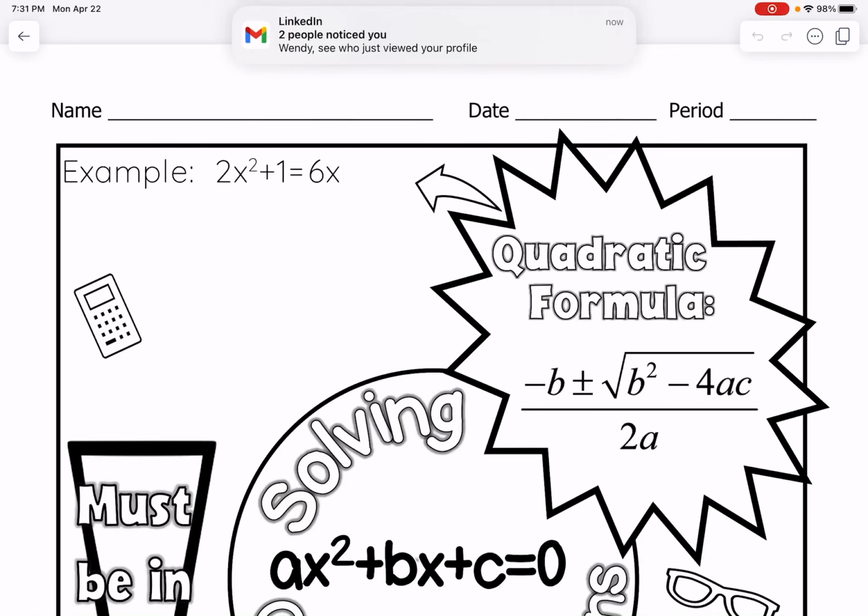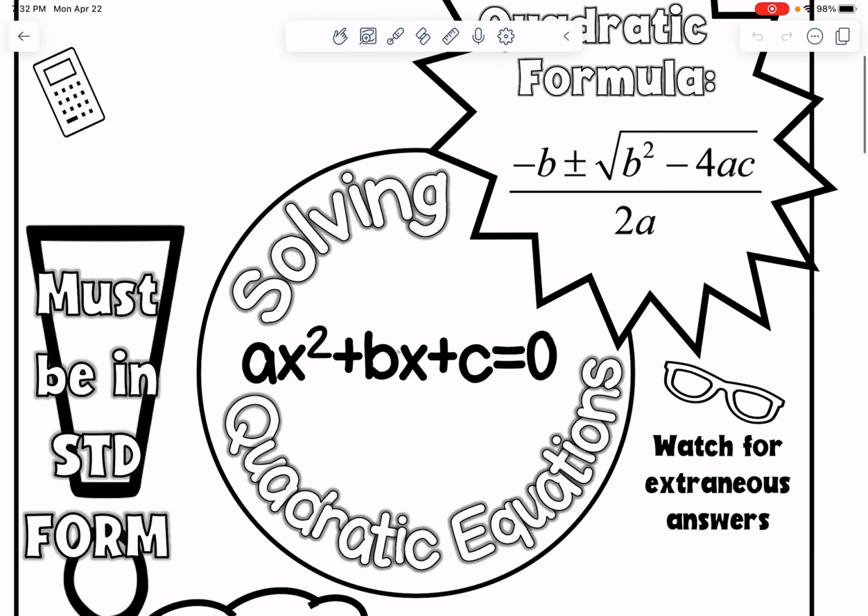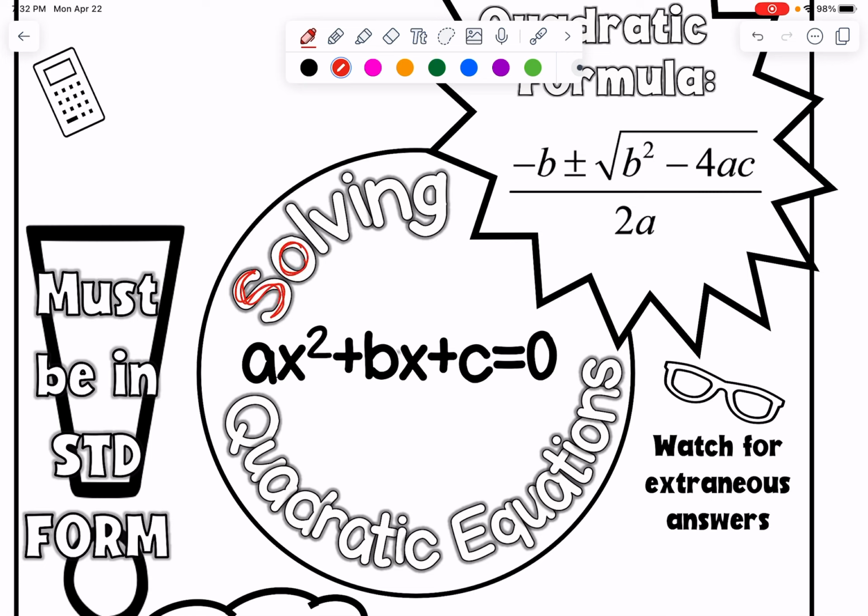We need to front load your math a little bit before we do this next section and review the quadratic formula. So right in the center of the page are the words solving quadratic equations. Quadratic equations are equations that have x squared.